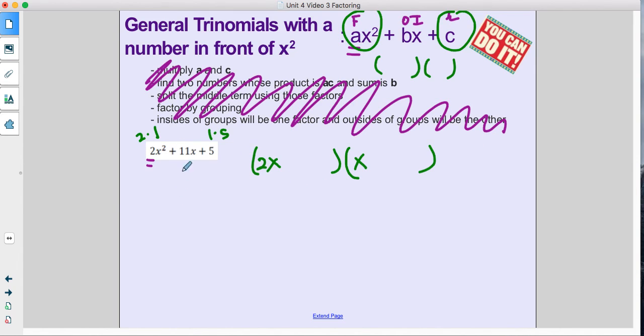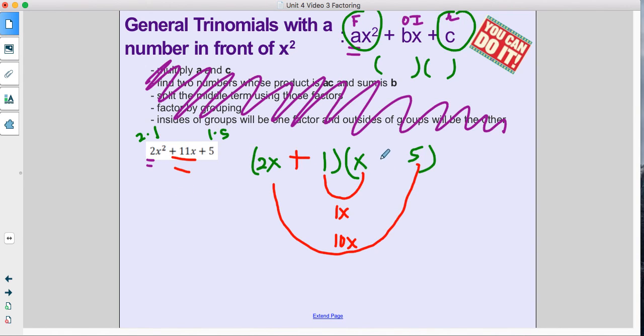Now, here's where the guess and check comes. That's not as easy as if this was just a 1. I will put in a 1 here and a 5. I must check my outer and my inner. So when I multiply my inners, I would have 1x. When I multiply my outers, 2x times 5, I have 10x. I would say to myself, with these two numbers, can I get my OI or my b value? 11x. Yes, they would both have to be positive. This is my factored form. I am done.